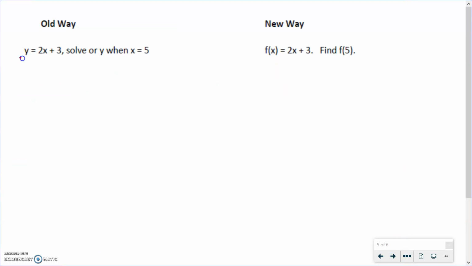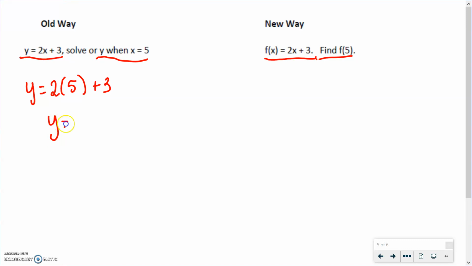So when we would say y equals 2x plus 3, and then it says to solve when y equals 5. Well, now we're going to say f of x equals 2x plus 3 and define f of 5. We're going to get the same answer either way. So here we would say, okay, y equals 2 times 5 plus 3, because that's what it's asked us to do. So in this case, we would say y equals 10 plus 3, so y equals 13.